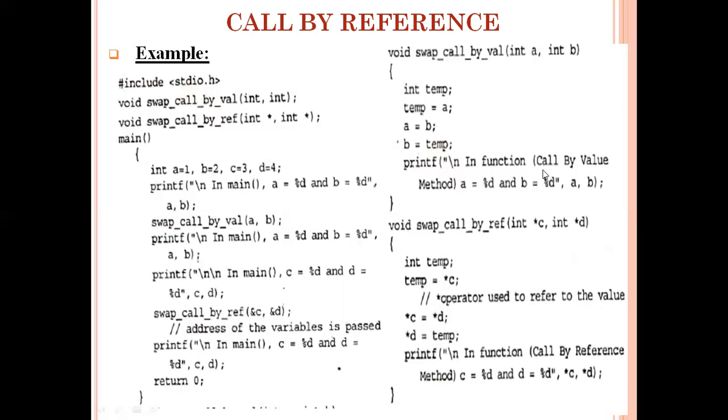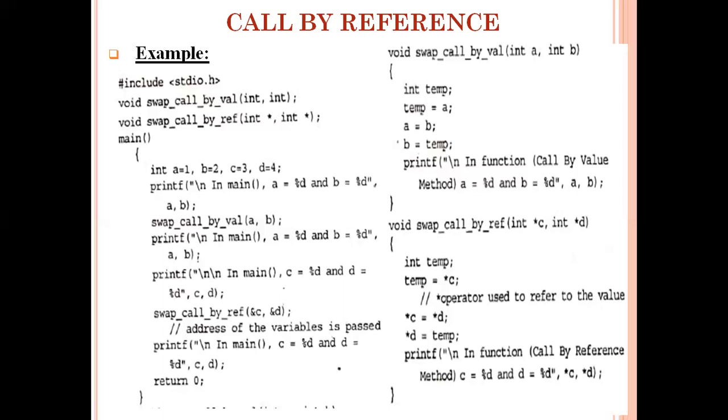Okay, so printf in the function call by value method. This is the call by value definition. So inside the function call by value method, a is equal to the interchanged value, b is equal to the swapped value, a comma b. Similarly, the next function is also defined, and this is by following the call by reference method. Here we take two more variables, integer asterisk symbol c comma asterisk symbol d. That is, the addresses of the memory locations of the variables are passed to this function.